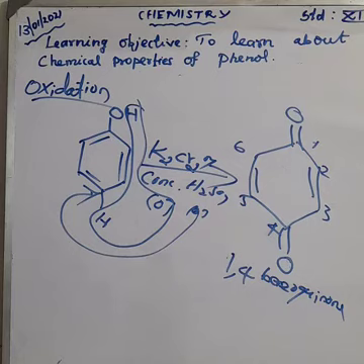Can you write the equation? It's an important question, one of the oxidation reactions of phenol. Phenol undergoes oxidation with acidified potassium dichromate. What is the formula for potassium dichromate? K2Cr2O7. Already we learned in the 4th lesson the formula and also the preparation of potassium dichromate. It's a very easy question.